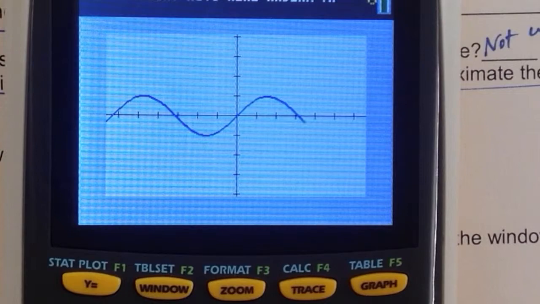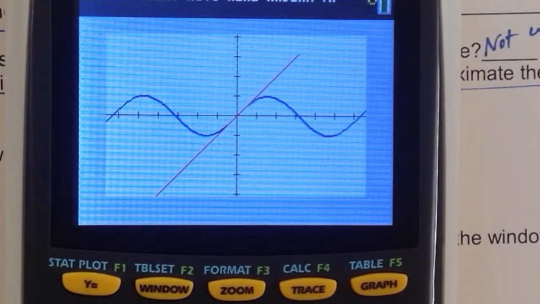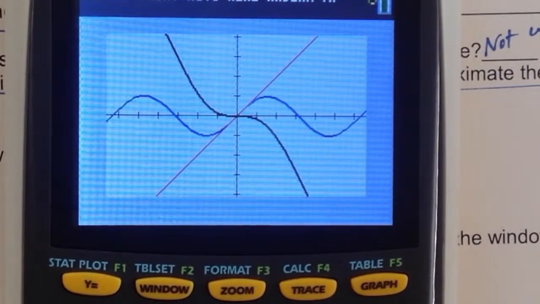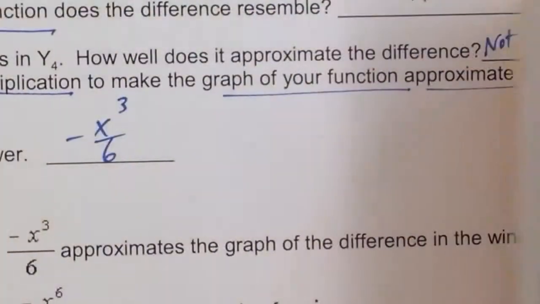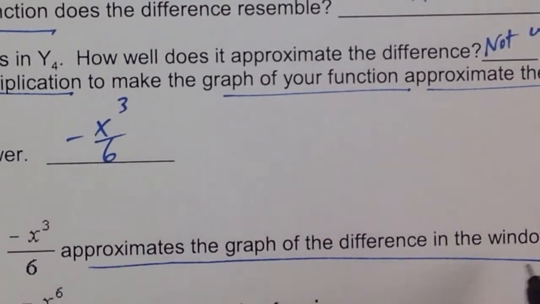If we think the negative x cubed over 6 resembles our error, then maybe we have a better guess at the polynomial that we use to approximate the function y equals sine of x. So the whole idea is we're trying to come up with a polynomial to use to approximate the value of the sine of x. So that's a better approximation, and that's all we're going to go with. Now sine of x approximates the graph in the window; it better approximates the graph.